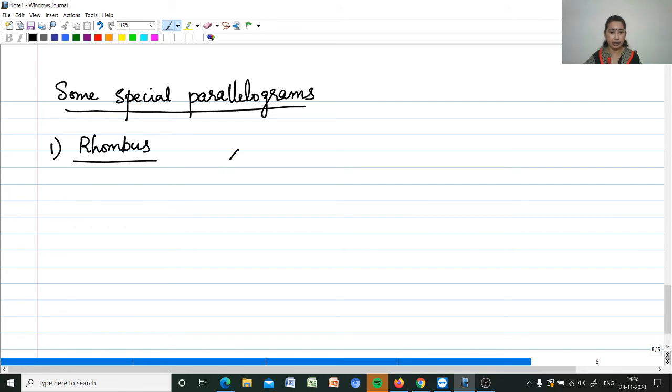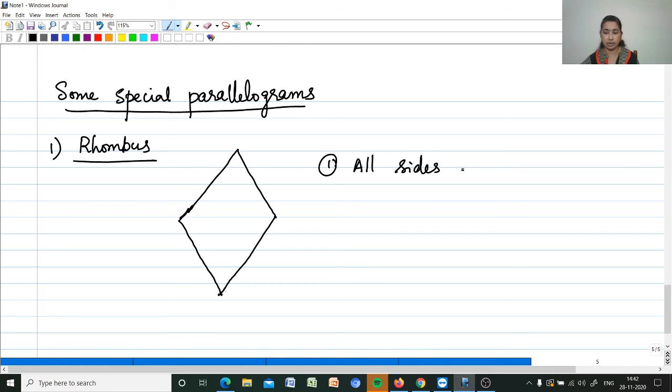What is the peculiarity of a rhombus? Rhombus means all the four sides will be equal. That's a rhombus. So for a rhombus, all sides will be equal. All sides are equal in length. And the diagonals are perpendicular bisectors of one another.